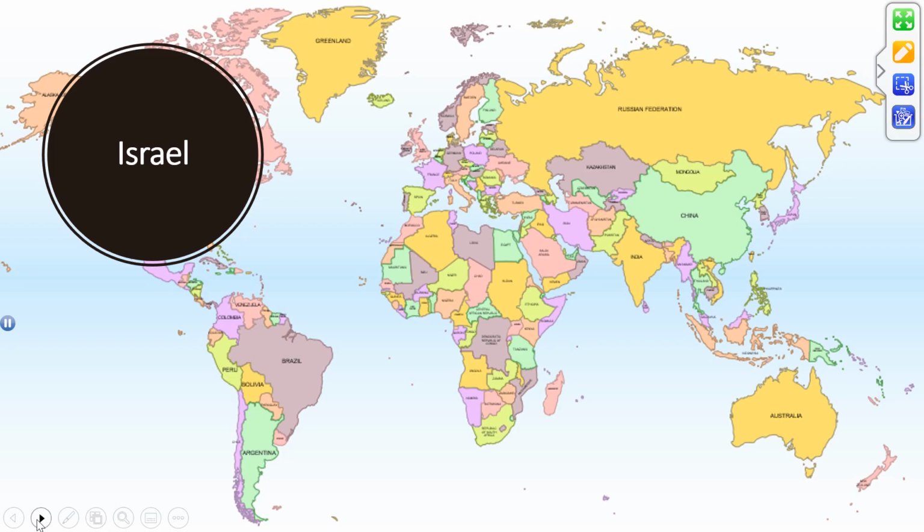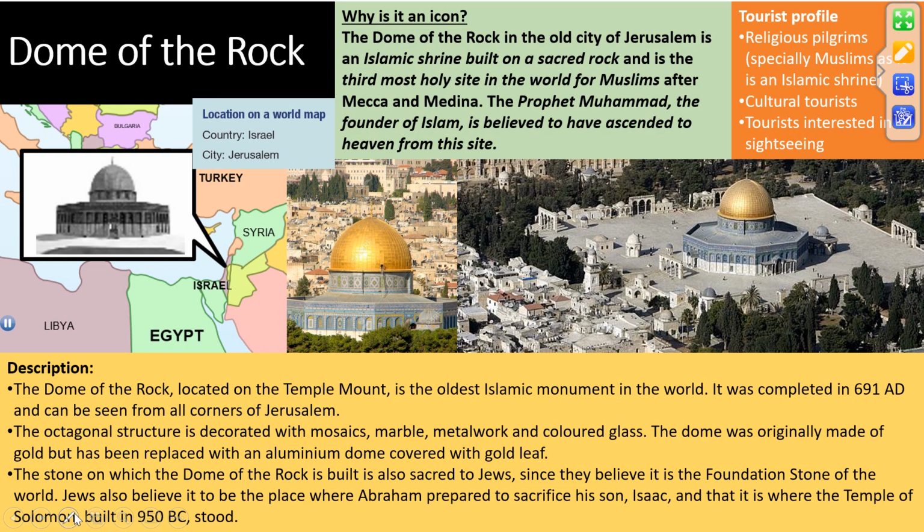Our next country that we will be visiting in today's lesson is Israel, and in Israel we have 2 icons that we will be studying. The first one is the Dome of the Rock, and you will see images of it on your screen at the moment.